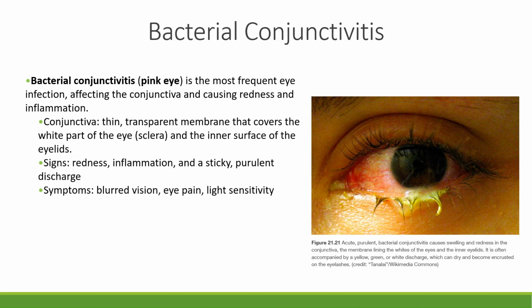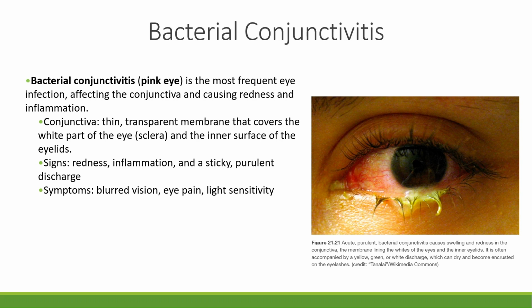Again, it's the most frequent kind, and it gets its name from the fact that you typically have red eyes and inflammation from this. The conjunctiva is actually the thin, transparent membrane that covers the white part of the eye called the sclera and the inner surface of the eyelids. And you can see signs of this through redness, inflammation. It's sticky, and you get this sort of pus-like discharge. And that's really important in diagnosing it as a bacterial form of conjunctivitis. That is actually indicating that there's bacterial growth in there, just kind of like a culture.